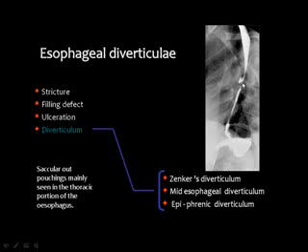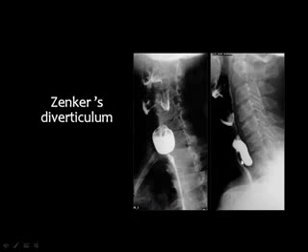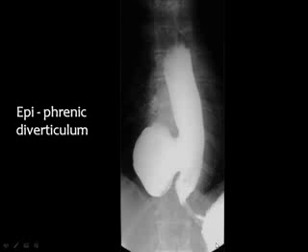This is an example of a small mid-esophageal diverticulum, and this is an example of the classic Zenker diverticulum located in the neck and the upper part of the cervical esophagus. And this diverticulum is usually located posterior to the normal esophageal course.